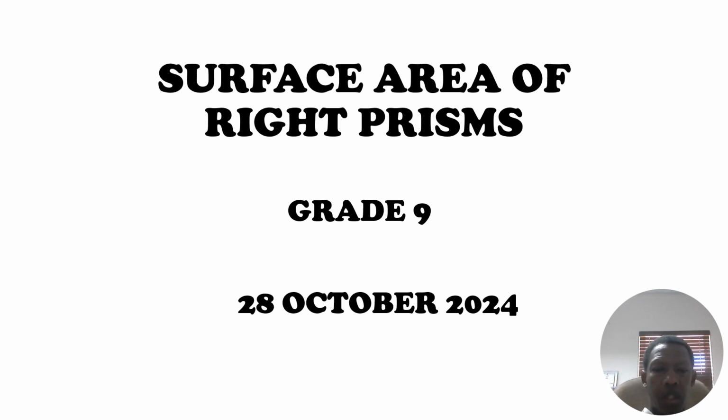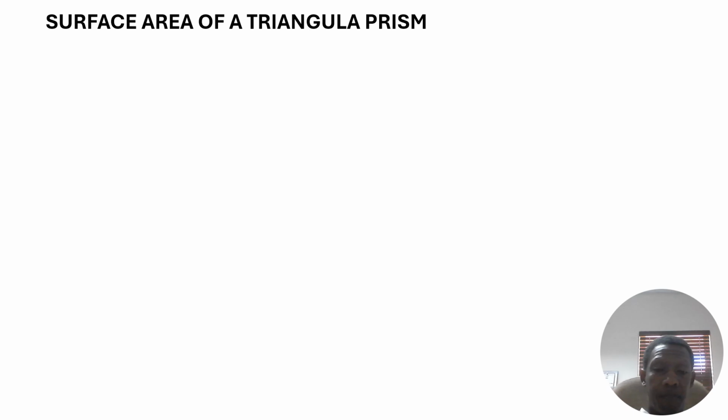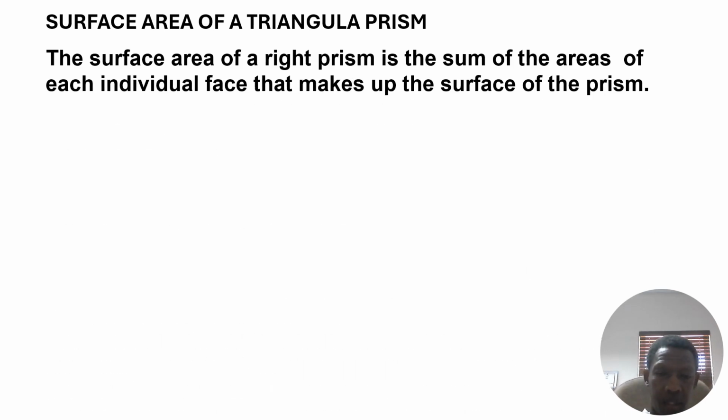Today we are going to do surface area of right prisms with special focus on the triangular prism. The surface area of a triangular prism is the one that we are going to focus on. But before then, the surface area of a right prism is the sum of the areas of each individual face that makes up the surface of the prism. That simply means if you take all the faces, the areas of the faces, and then you add them together, you will definitely get the surface area.